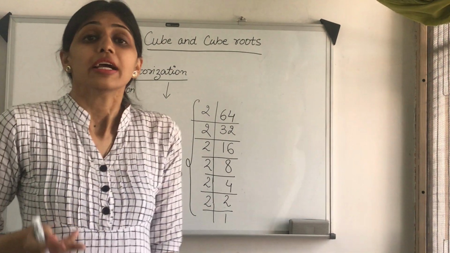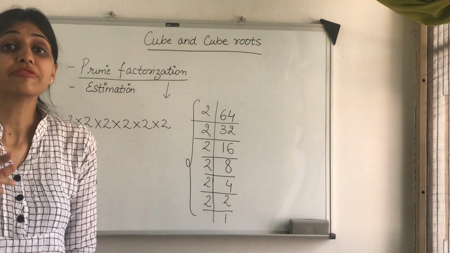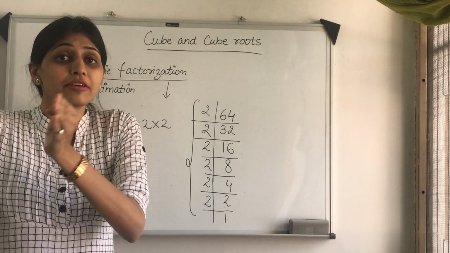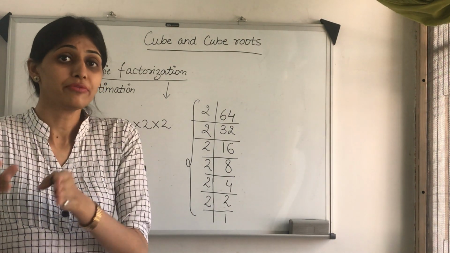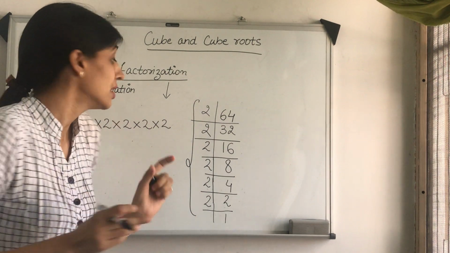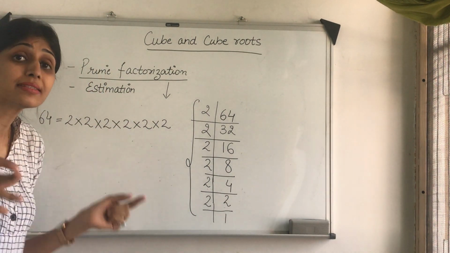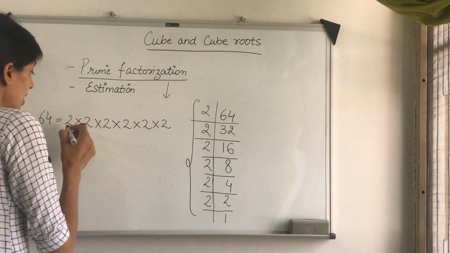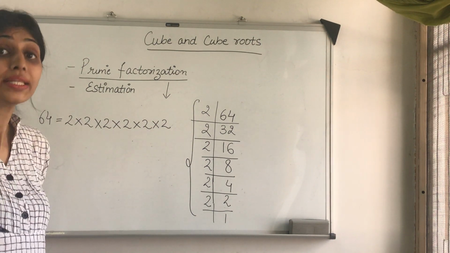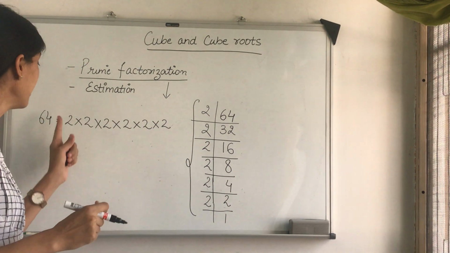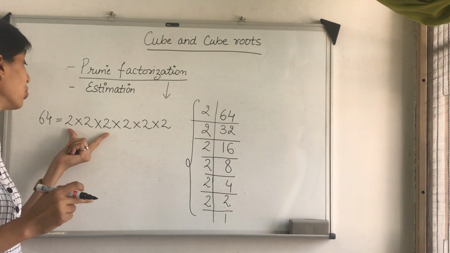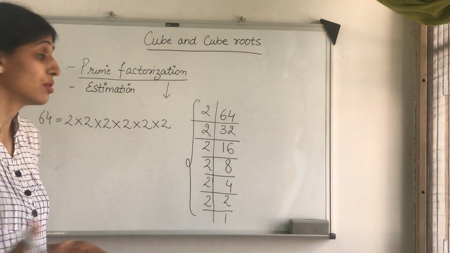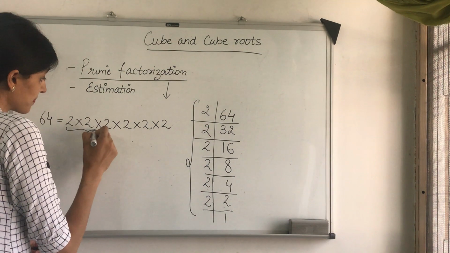Now what we have to do? We have to pair them in the form of triplets. When we are doing square roots, we pair them in the form of 2, 2, 2, 2. We are forming a pair of 2. But when we are doing cube roots, cube means 3 times. So we have to make the group of 3, and you have to make the group of a number with itself only. That is, if you are making a group of 2, then 2 should be there 3 times. If you are making a group of 5, then 5 should be there 3 times.